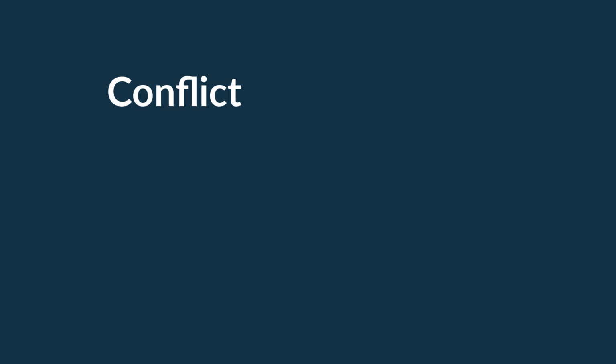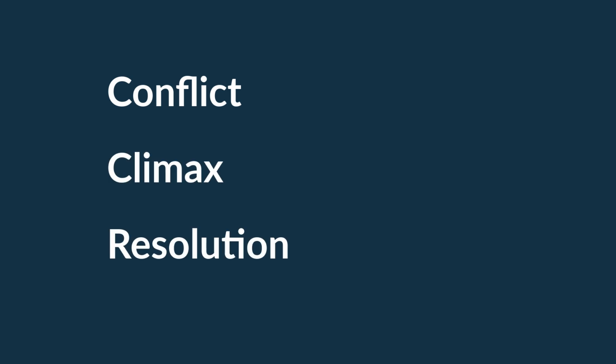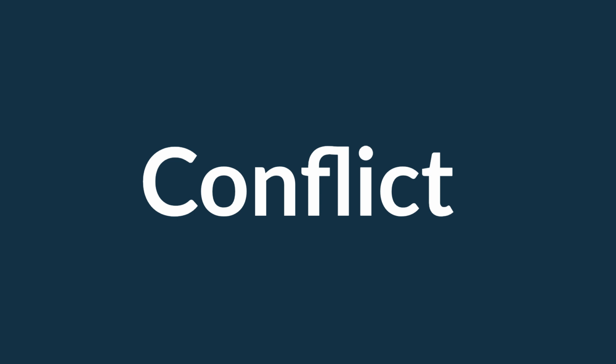So it's better to add some other elements, such as conflict, climax, and resolution. You've likely heard these before. We'll call them milestones. Conflict is the biggie. It provides the reason for your characters to act in the ways they do, besides their character traits.